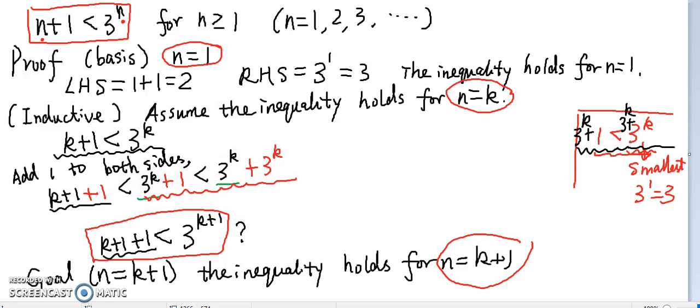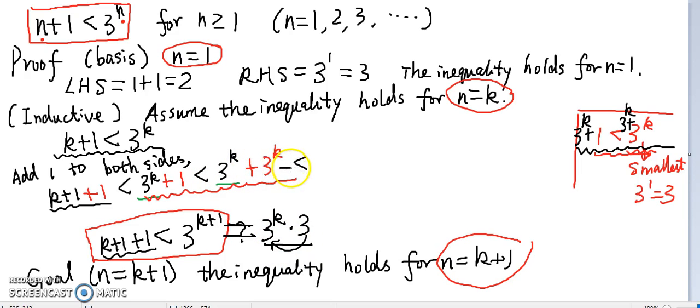The reason I enlarged 1 to 3 to the kth is because 3 to the kth plus 3 to the kth is going to be equal to 3 to the k times 2. Well, I actually need 3 to the k times 3. Why? Because this is what we need. If we use algebra, we know 3 to the k plus 1 equals 3 to the k times 3. So which means we need 3 copies of 3 to the k instead of just 2 copies of 3 to the k.